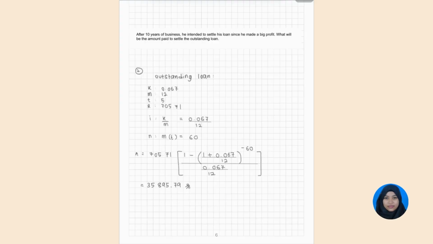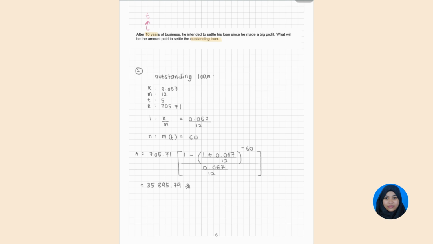Moving on to the next question, I will explain how to calculate the outstanding loan based on the plan that we had decided before, which is Plan A. The question reads, after 10 years of business, he intended to settle his loan since he made a big profit. What will be the amount paid to settle the outstanding loan? So here we can extract the information needed, which is 10 years and outstanding loan. 10 years here indicates the T.